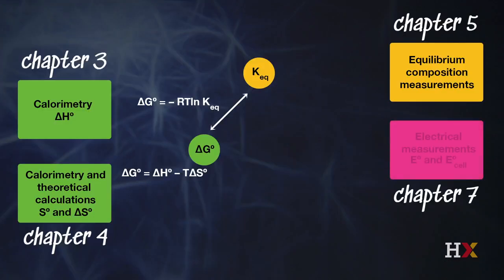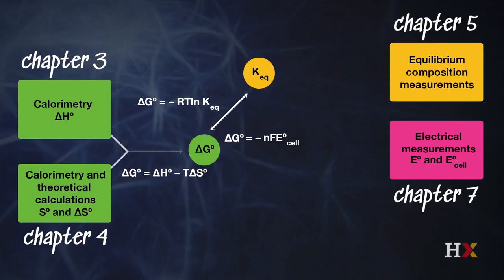Then along comes Michael Faraday in chapter 7, which we have just discussed. Michael Faraday gives us the profoundly important expression that delta G under standard conditions is the maximum amount of work that we can extract from that electrochemical cell, and that's equal to minus the number of moles times the Faraday constant times the cell voltage under standard conditions. That allows us to connect directly 3 completely different areas of chemistry: thermochemistry, equilibrium chemistry, and electrochemistry.